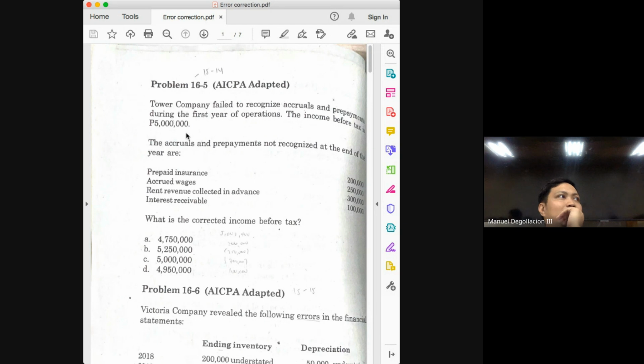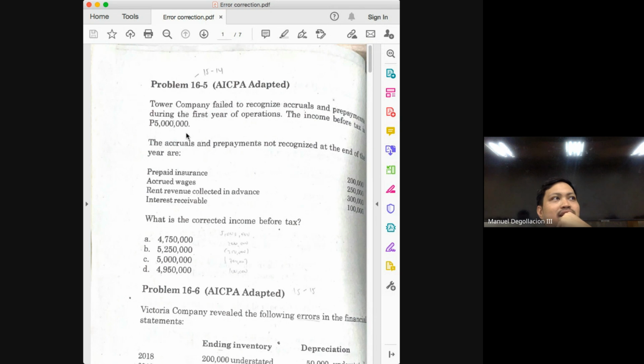If you fail to record rent revenue, fail to credit rent revenue, so rent revenue is understated. The suggested answer here is 4,750,000, but I think, and to get 4,750,000, you should be deducting the 300, but I don't want to do it, guys.